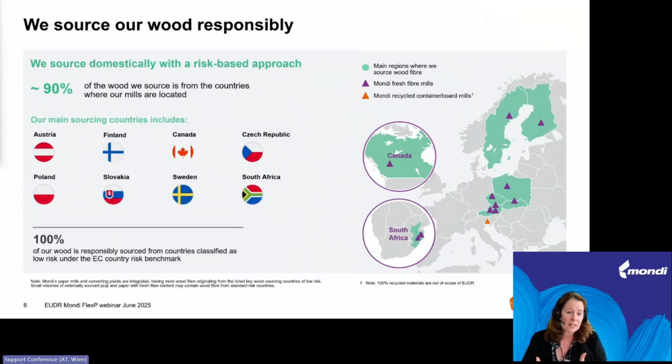So we as Mondi can say, we take a risk-based approach, and we know that around 90% of our total sourcing is from the countries where our mills are located. And you see here, we've also, again, listed our main sourcing countries that make up that 90%. And so we are confident in saying to our customers that 100% of our wood is responsibly sourced and from countries that we now see are classified as low risk in the European Commission country risk benchmark.